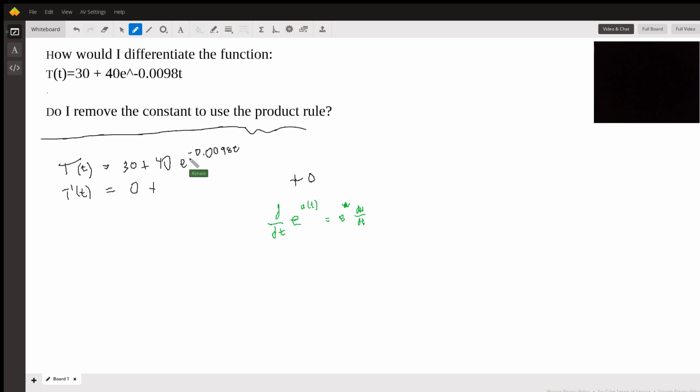So the first times the derivative of the second is going to be 40 times, and then you can see this is e to the u, which is just what we were given. That's where we start. So e to the negative 0.0098t times the derivative of what's in this exponent, which is just the coefficient in front of the t. So it's going to be negative 0.0098. And that's it. We're done.